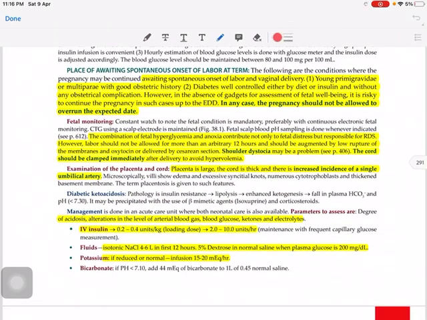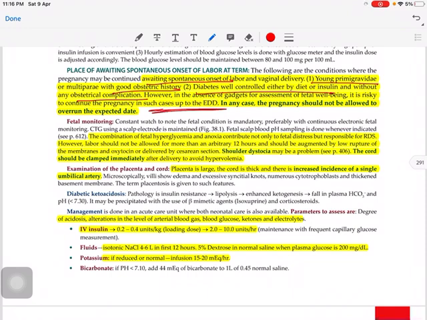Then the place of awaiting spontaneous labor. It is only done when the gravida is primary and she is young and her obstetric history is good, or her diabetes is well controlled, or there are no complications, because it is risky to wait till EDD. She should not overrun the expected date.